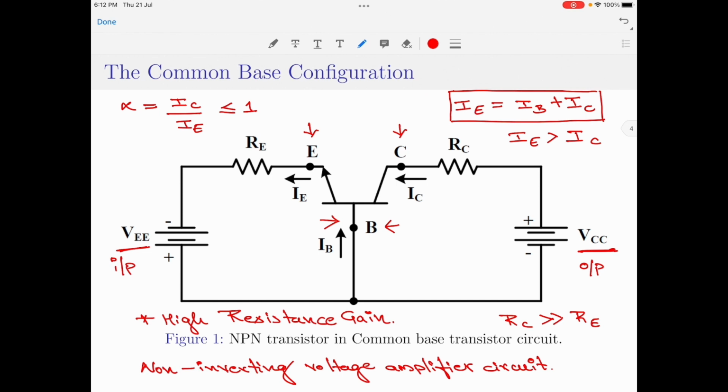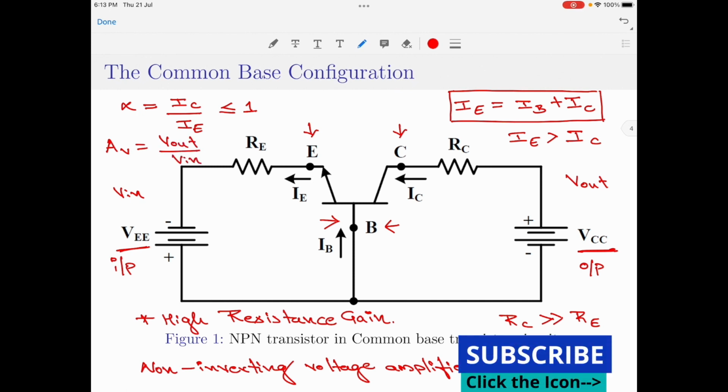Right. We just learned that the common base configuration does not have current gain. What about the voltage gain? To understand that, let us denote the output voltage as V out and the input voltage as V in. The ratio of V out to V in is the voltage gain. Generally, it is represented by A subscript V, and as I said, this is equal to V out divided by V in.